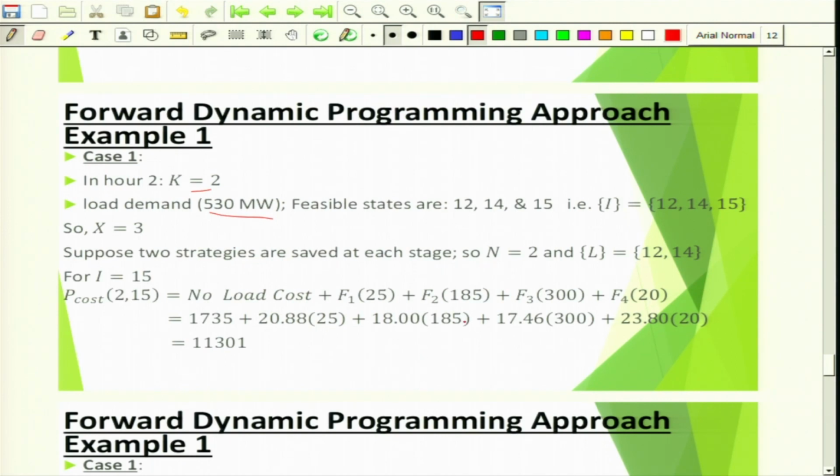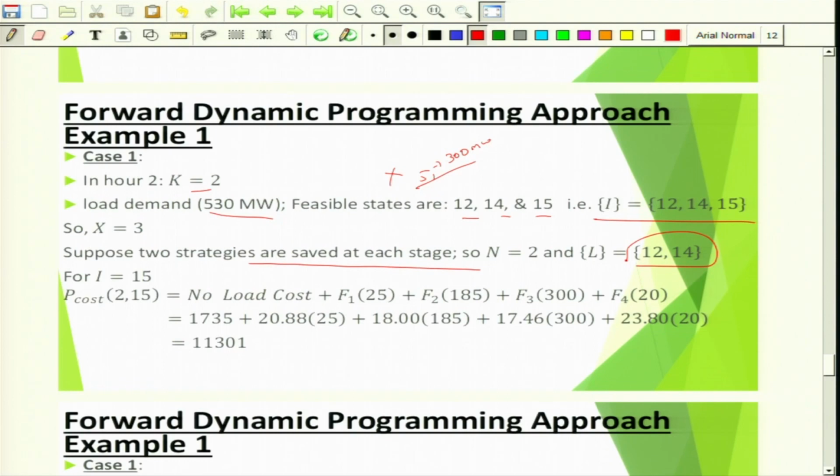Now the feasible states are again 12, 14, 15, though 5 was also there, but 5 cannot meet this load demand. The maximum load that it can meet is 300 megawatt. So the state 5 is ignored. Again 12, 14, 15, that means the feasible states are I, which is equal to X, which is 12, 14, 15, and suppose two strategies are saved again at each stage. That means L is equal to 12, 14.